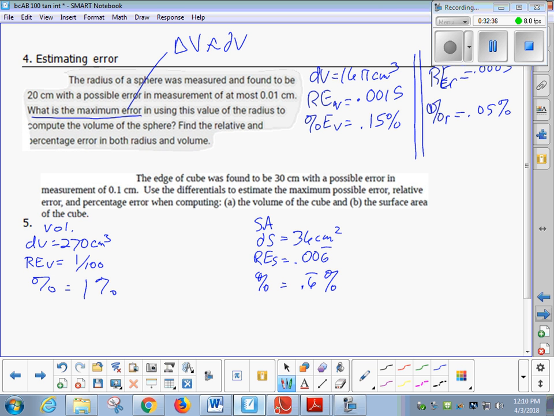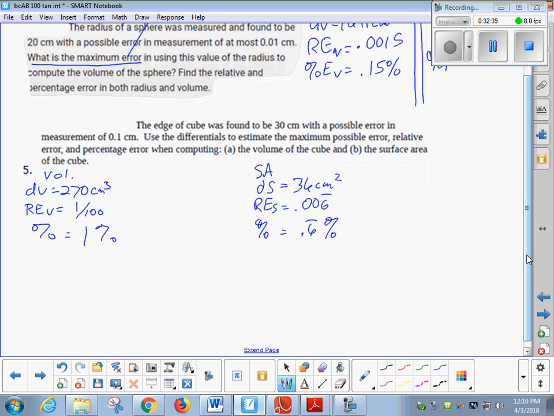Okay? The edge of the cube kind of problem. You want to talk volume and surface area. The volume could be off by as much as an estimate of 270 cubic centimeters. The relative error in the volume, dV to V, is 1/100, and as a percent that's 1% relative, or percent error, in volume. Okay, for the surface area, the error could be as much as 36 square centimeters. Relatively speaking then, dS over S is 0.006 repeating, and as a percent, that's 0.6%.